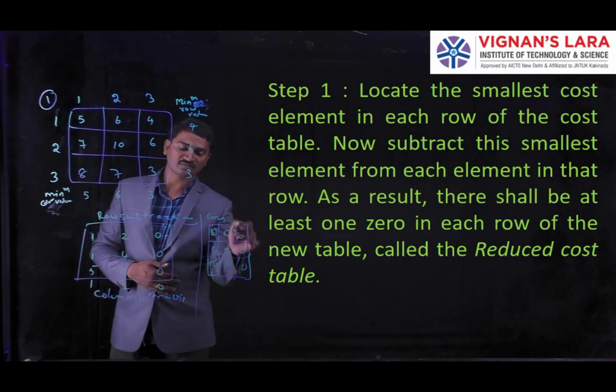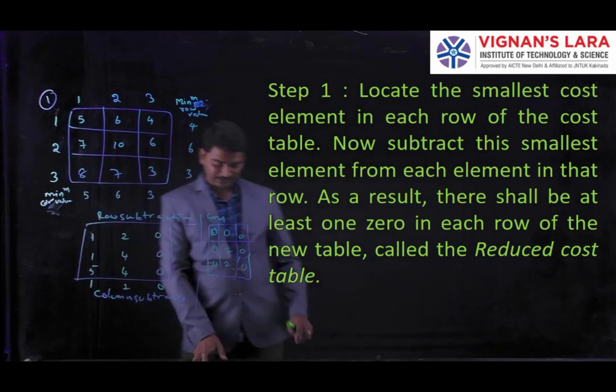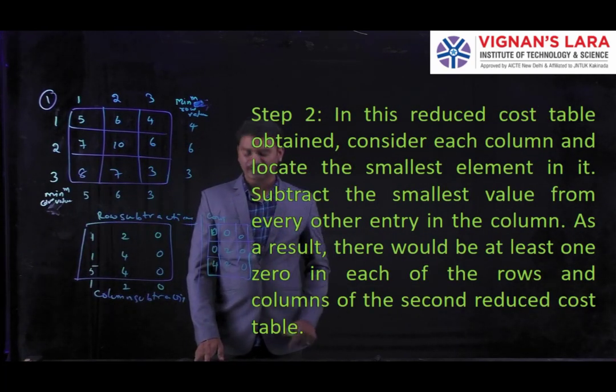After column subtractions we get the table. This is the final table. Here in each row and each column we have some zeros. Okay, the second step is the column subtraction we are doing.